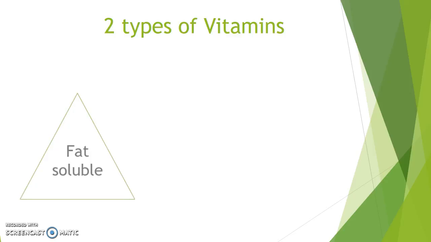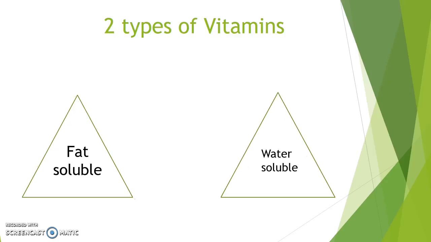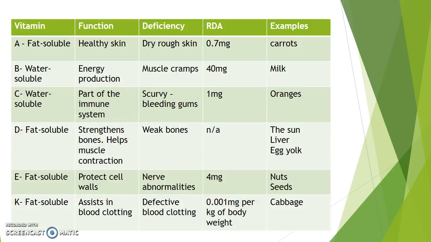Next is vitamins. So you have fat soluble and water soluble. Without some vitamins, you can get a deficiency. Water soluble vitamins are excreted through the urine, and fat soluble vitamins are stored in the body and in the fat tissue. Vitamin A is a fat soluble vitamin, and its function is healthy skin, but it can cause dry, rough skin if you don't have enough of it. The recommended daily intake is about 0.7 milligrams, and you can find it in carrots.